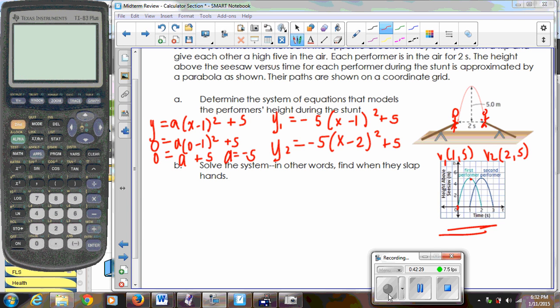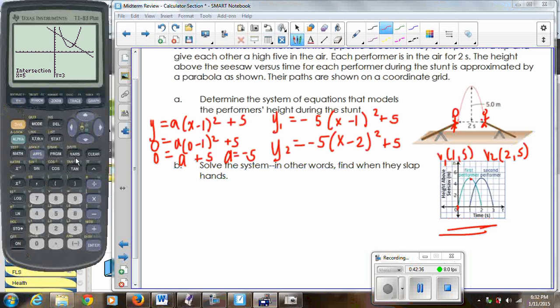Okay, now that we have the two equations, we can go ahead and solve them using the calculator. So let me turn it back on, sorry. All right, so y equals, let's go ahead and clear out what's in there. And now I'm going to have negative 5 times the quantity x minus 1 squared. And then I have to add, don't I? Plus 5, sorry. And then in the second equation, we're going to have negative 5 times the quantity x minus 2.